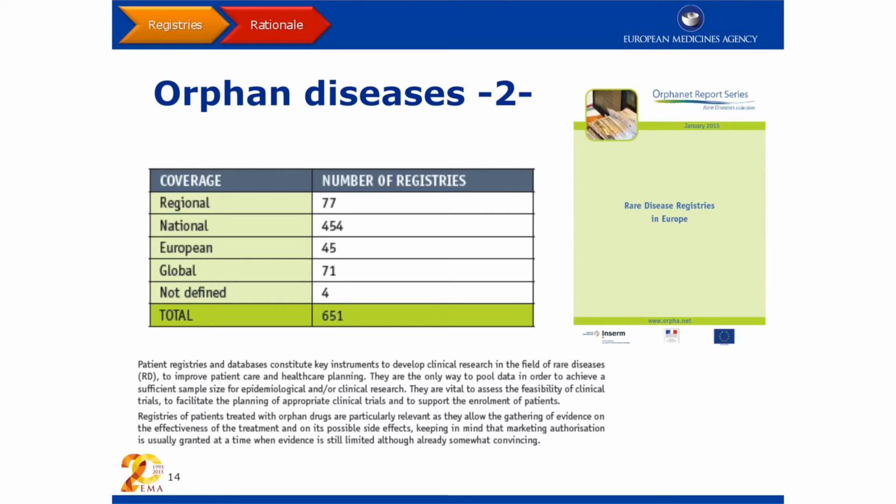This is the state of the art of how many registries you can find based upon Orphanet. So there are 651 registries, I think in Europe, this one. And these are relevant not only for collecting post-marketing information, but also for better designing future clinical trials. There are 45 European-based registries of orphan diseases, and 71 global that obviously have a strong base in Europe.